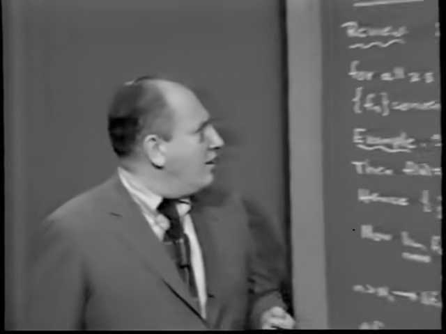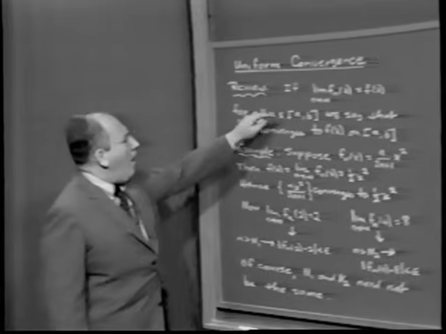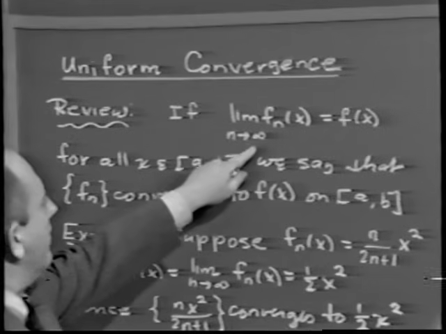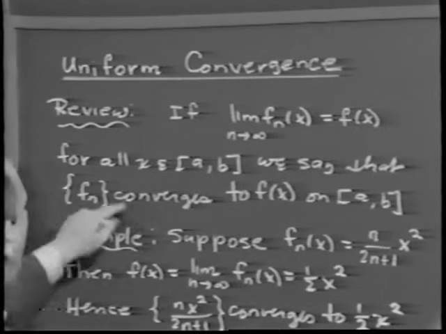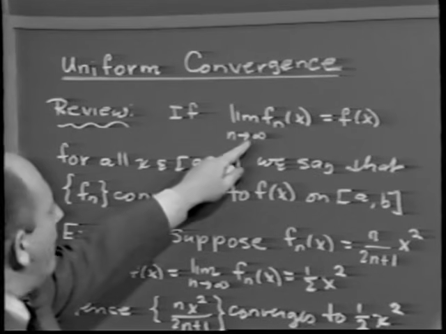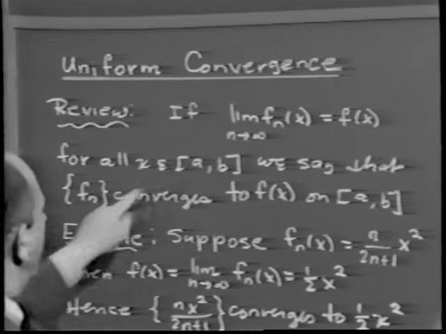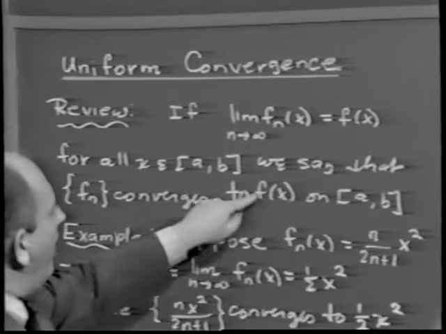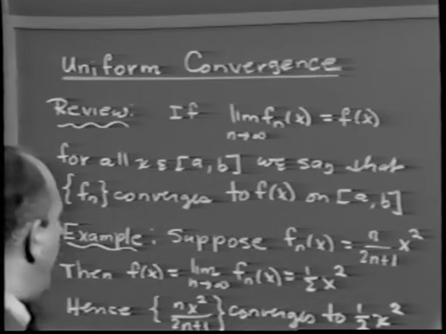Now, to set the stage properly for our discussion of uniform convergence, I think it's wise that we at least review the concept of convergence in general. Well, let's take a look over here. Recall that when we write that the limit of f sub n of x as n approaches infinity equals f of x for all x in the closed interval from a to b, another way of saying this is that the sequence of functions f sub n converges to the function f on the closed interval from a to b.